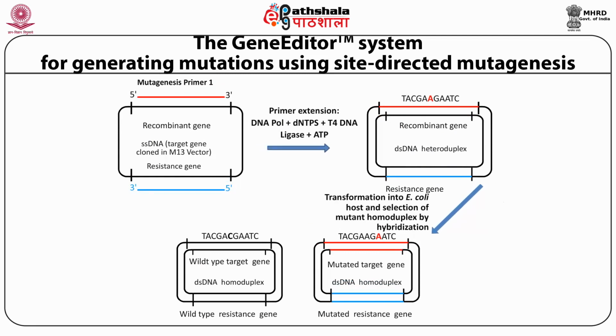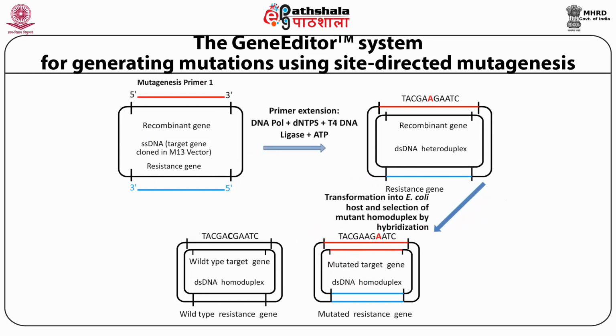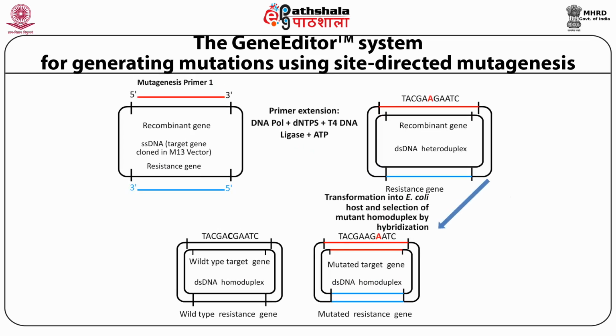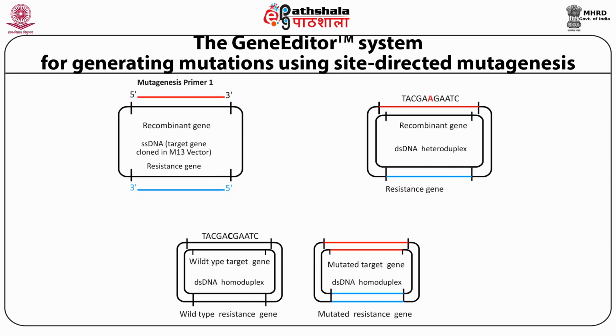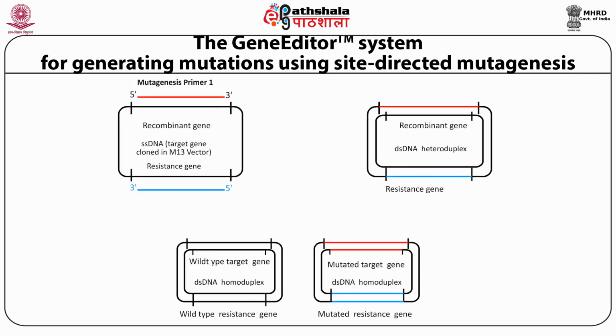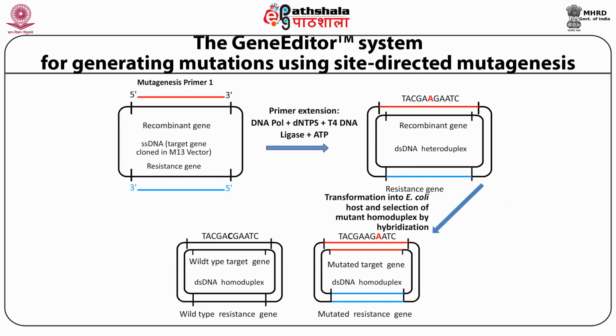So let us take a look at the gene editor system here for generating mutations using site-directed mutagenesis. As you see on your screen slide, there are two primers. One is mutagenesis primer 1, and then there is a resistance capacity enhancing primer 2. As you all know, for the selection of a recombinant plasmid DNA, there is always a selection gene which is generally an antibiotic resistance gene.